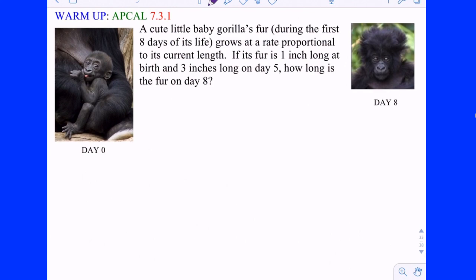All right. Hey, let's try it out with a warm-up. A cute little baby gorilla's fur, during the first 8 days of its life, grows at a rate that is proportional to its current length. Ding, ding, ding, right? The more fur it has, the more fur it gets. It grows at a rate proportional to its current length. That's the key wording for an exponential growth.